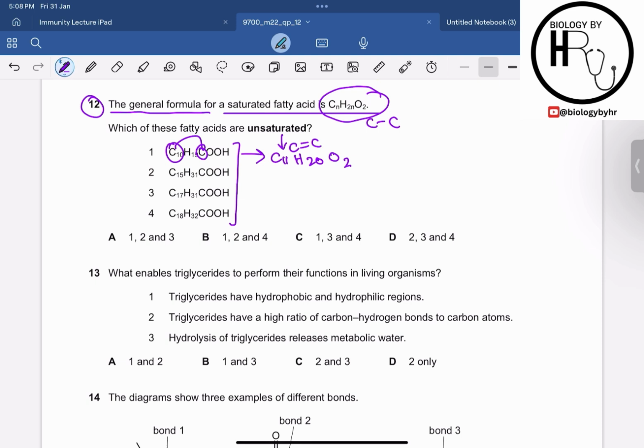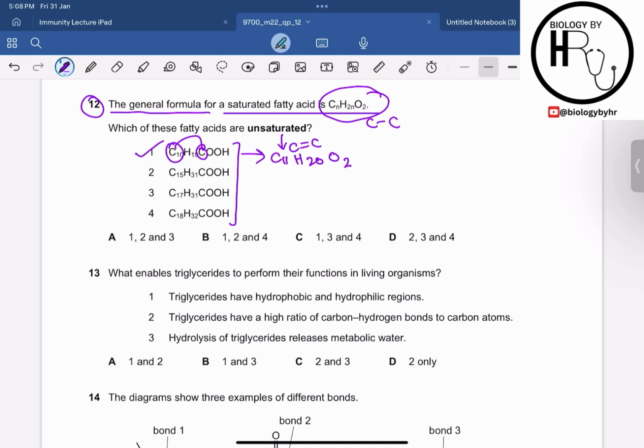We can clearly see that it is not satisfying the saturated fatty acid formula, right? If the C is 11, which means that if the N is 11, then the H should be 22, but it is coming to be 20, which means that it is not satisfying the saturated fatty acids formula. So it means that it is an unsaturated fatty acid. So it is also correct. Similarly, we will do it for the other three as well.